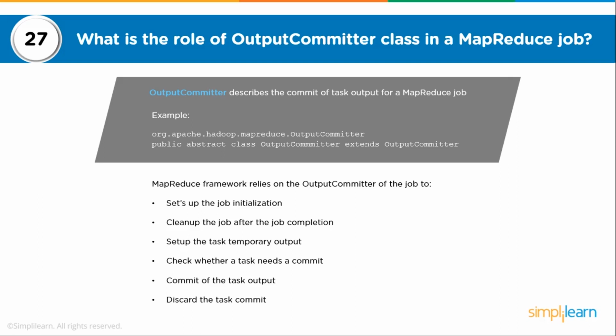That means all the resources which were being used by a particular job, setting up the task temporary output, checking whether a task needs a commit, committing the task output, and discarding the task output. So this is a very important class and can be used within your MapReduce job.